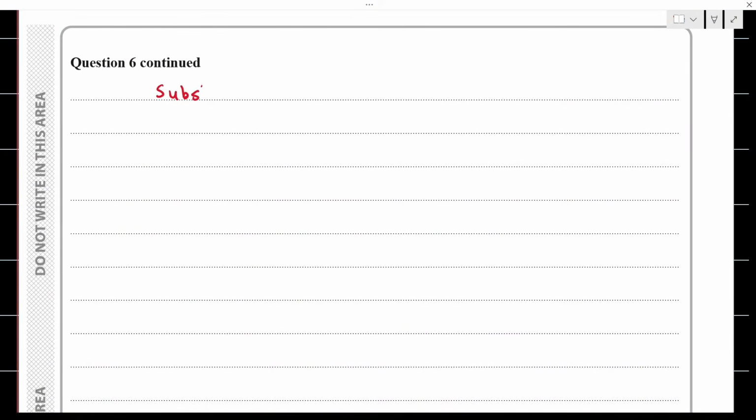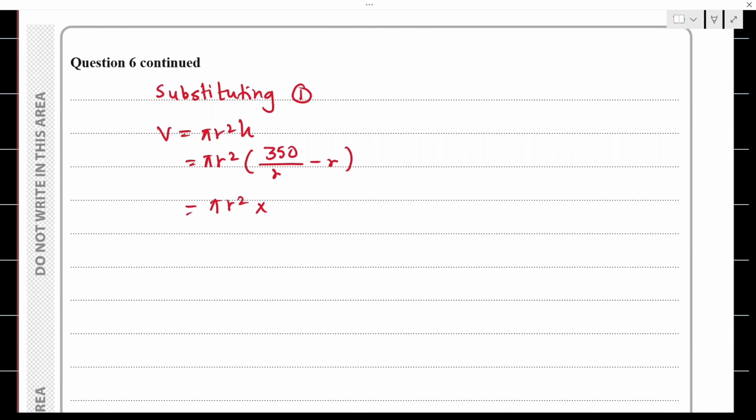So we are substituting our expression for h into our expression for volume. Volume is equal to pi r square h. So pi r square, and we already have seen that h is equal to 350 by r minus r. Now expanding the brackets will give us pi r square into 350 divided by r minus pi r cube. So cancelling out the r in this term, we get that 350 pi r minus pi r cubed is our expression for volume.